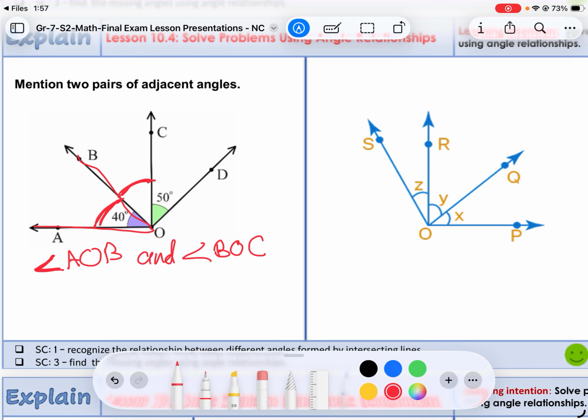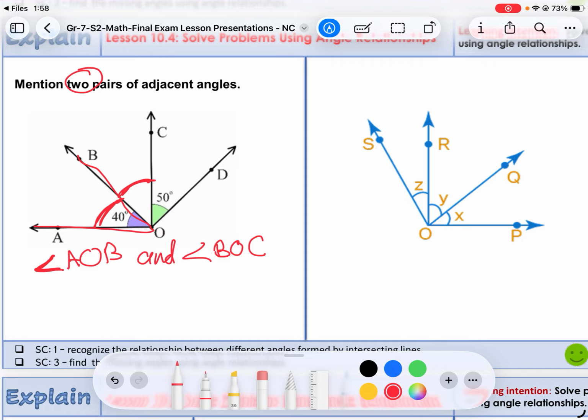So these two angles are adjacent angles. They are non-overlapping. They are just being separated with a common side. That's why we call them adjacent. Next to each other, between them there is a common side. There is a wall in between. Okay, so this is the first pair.